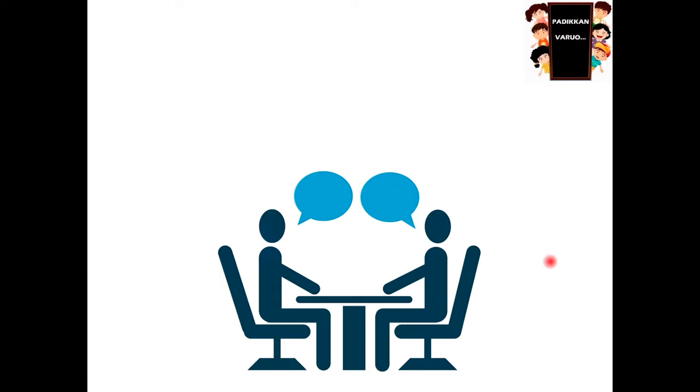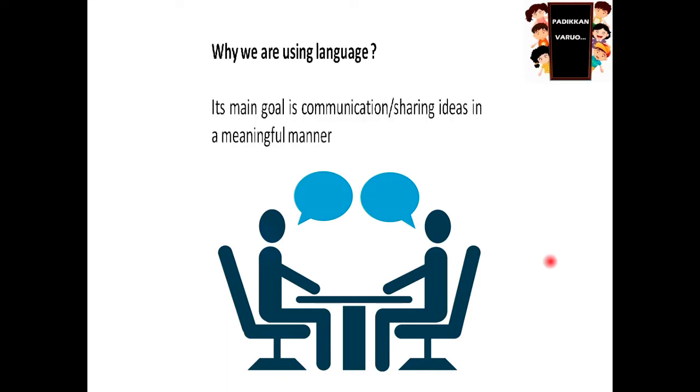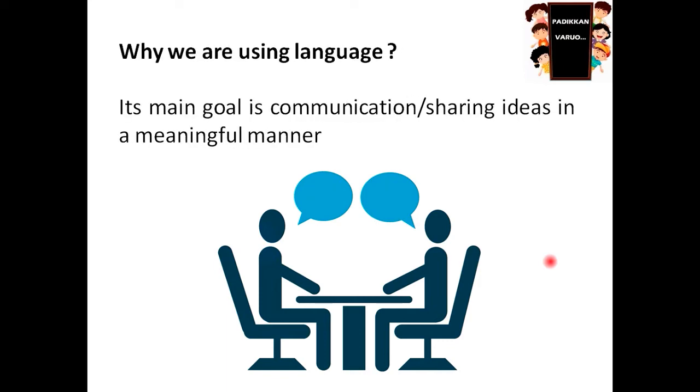I am from Kerala, so here in Kerala we communicate with the help of a language named Malayalam. Mainly a language is used for communication. We can express our ideas, express our thoughts, share our ideas, and convey our feelings to anybody. So the main goal of a language is communication, or sharing ideas in a meaningful and logically connected manner. There are a lot of languages in our world.